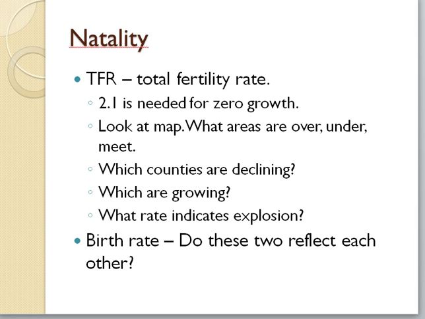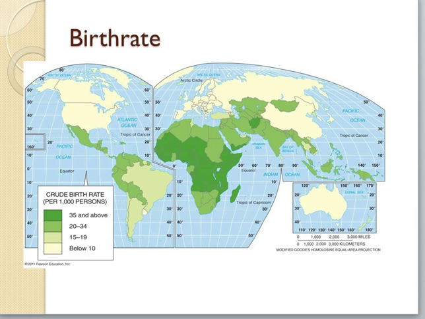Let's move down here. So here is a different map than the one in your textbook. I don't know if it has birth rate. Actually, I think I put birth rate and death rate maps on Moodle for you. But this is a birth rate map, and it really does kind of parallel with fertility rate.